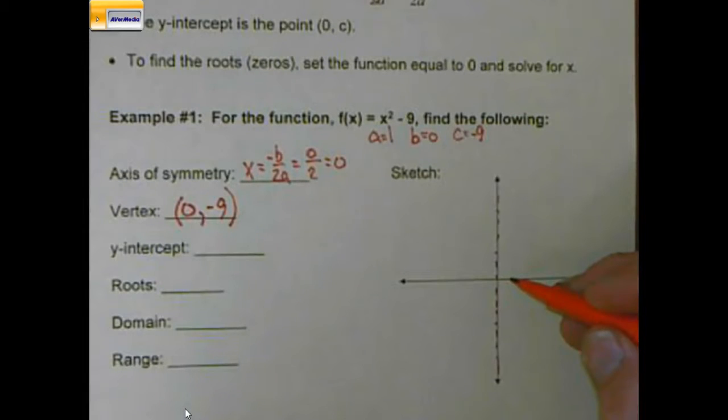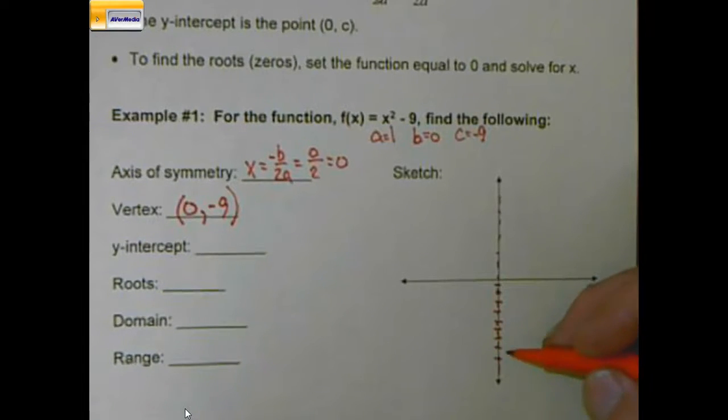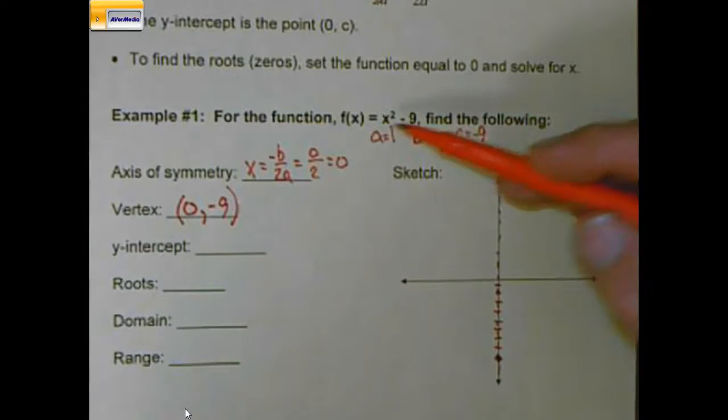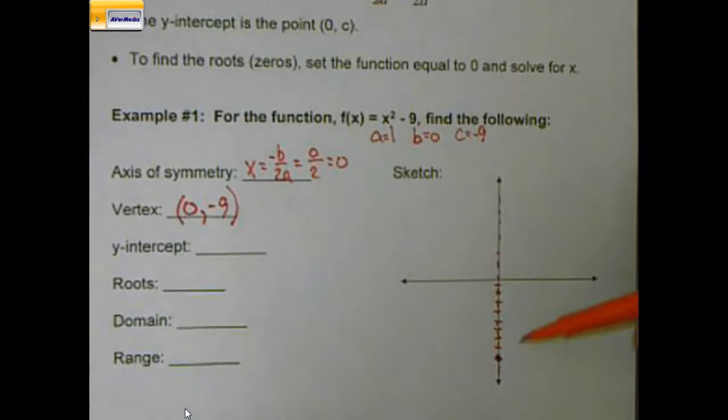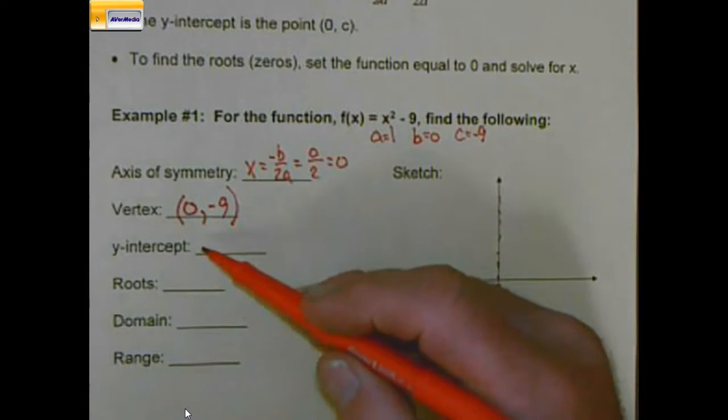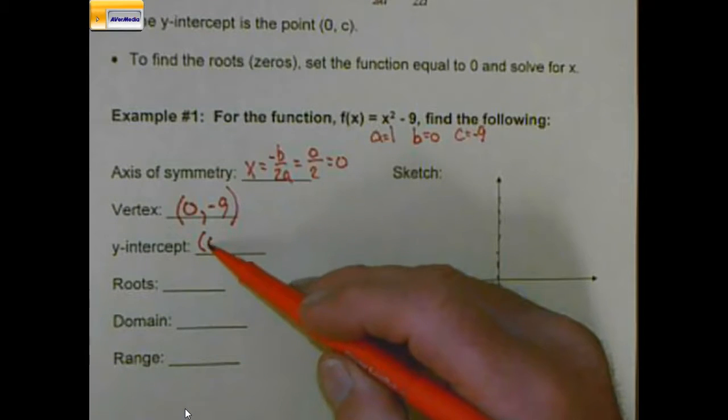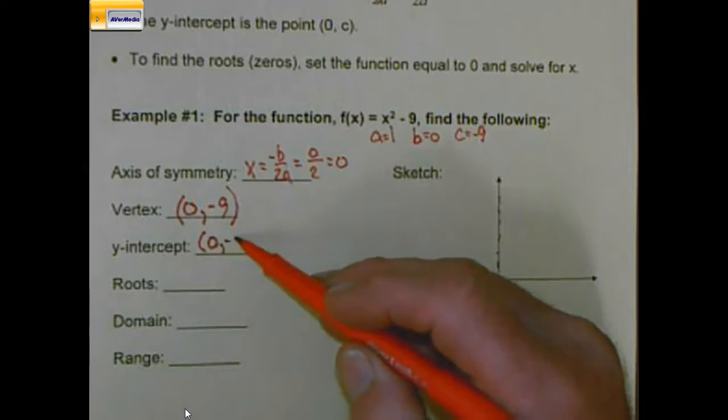So I'm going to go ahead and draw some points. Here's x, and we're going to come down 1, 2, 3, 4, 5, 6, 7, 8, 9. We're going to put a point here, and that is where our vertex is. We know from the a value, that's 1, that the graph is going to be open upward. Next, we need to write down what our y-intercept is, which we already know from this equation. C is equal to negative 9. So the vertex is 0, negative 9, and the y-intercept is 0, negative 9.